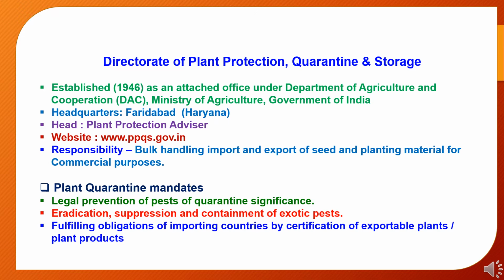The organization handles bulk import and export of seed and planting material for commercial purposes, and it follows the mandates of plant quarantine: legal prevention of pests of quarantine significance, eradication, suppression and containment of exotic pests, and it fulfils obligations of importing countries by certification of exportable plants or plant products.